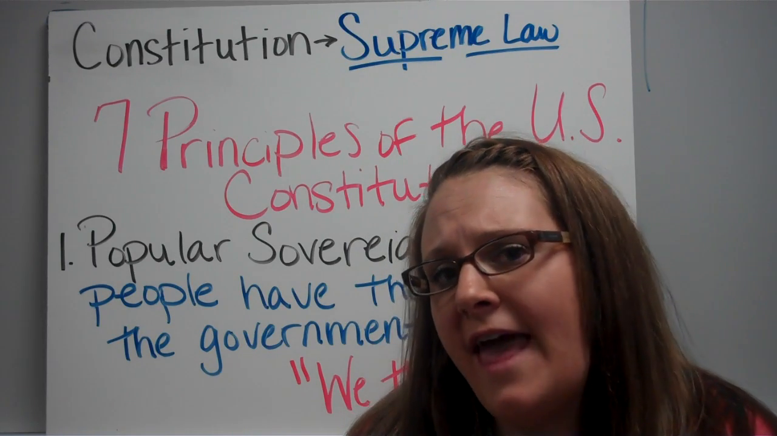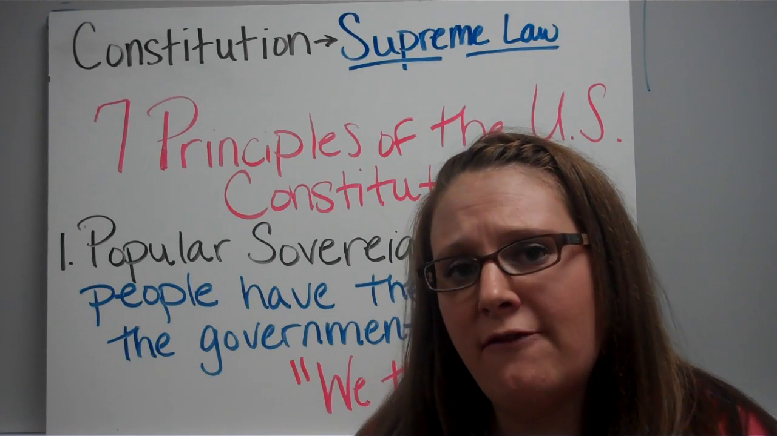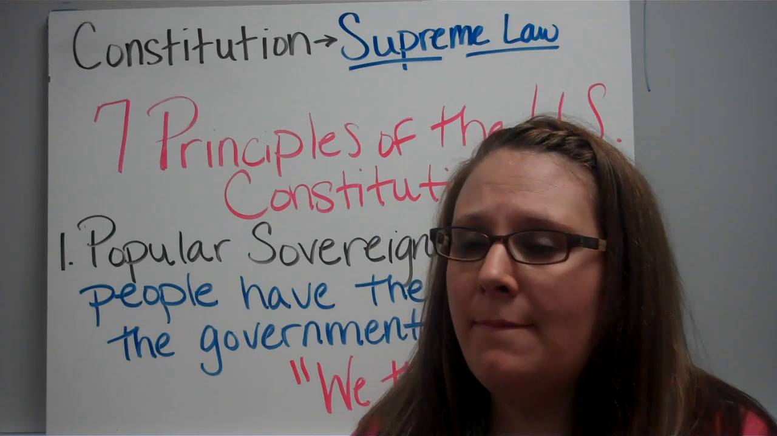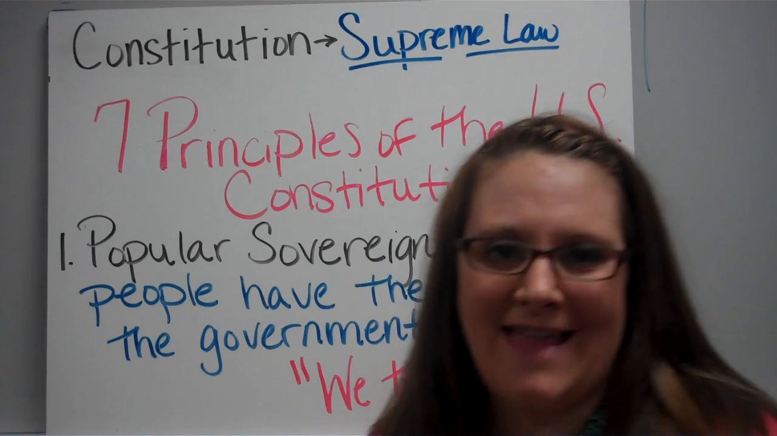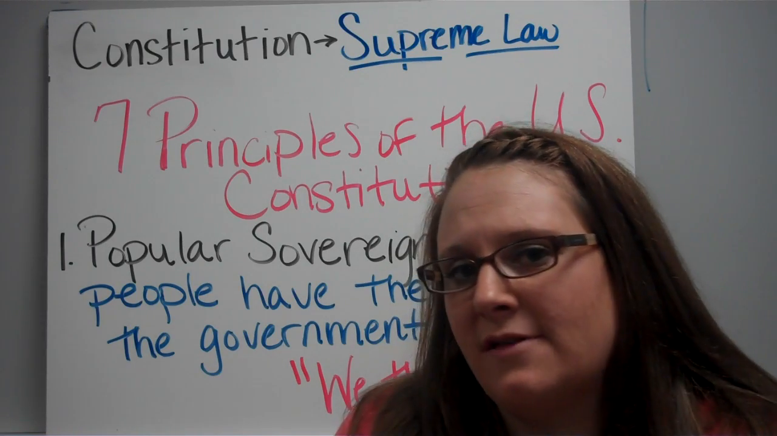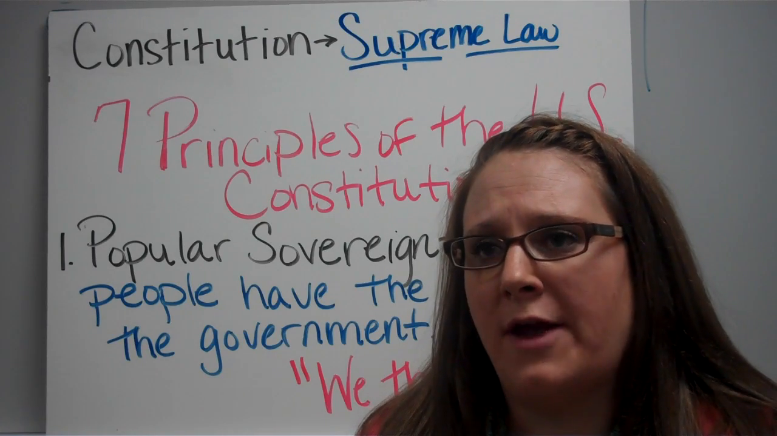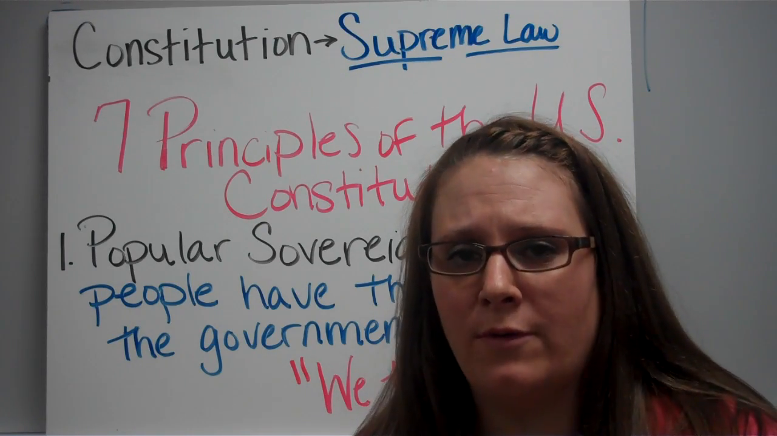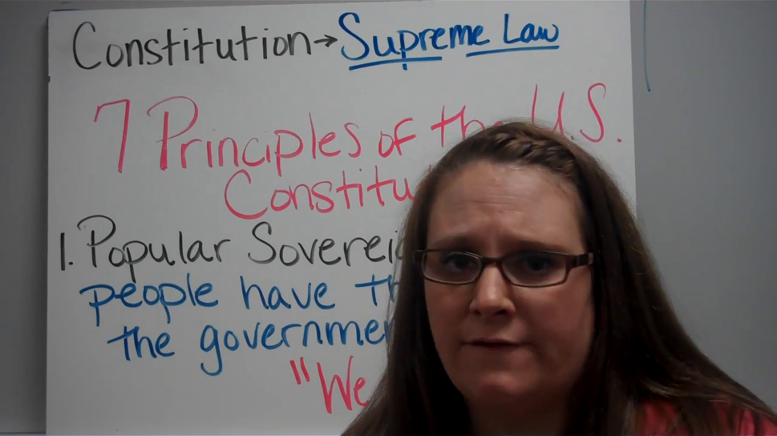So the first thing that the framers wanted to establish was a government ruled by the people. And we know this because "We, the people of the United States" is the start of the U.S. Constitution. It's the start of the preamble. And it was very important to the framers that they made it known from the get-go that the people were the ones in charge of the government, not one person, not one branch of government.